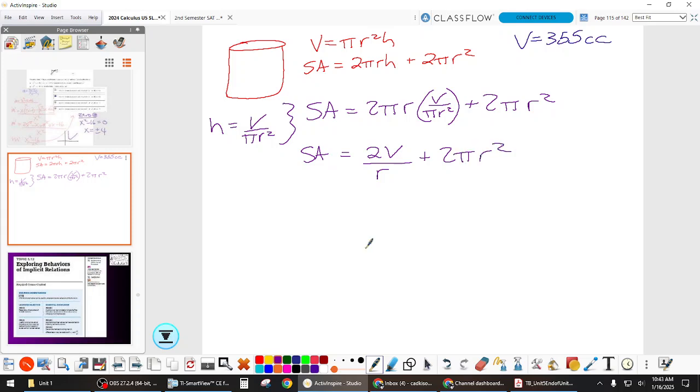You could factor out the 2. I don't think I will. So this is r to the negative 1. And 2V, remember, is a constant. So if we take the derivative of r to the negative 1, what happens? Negative 2V over r squared. Yeah. And then this one just drops the 2 out. And then what do we do with that?